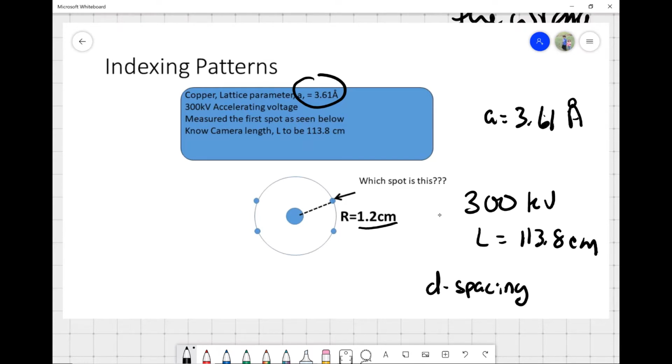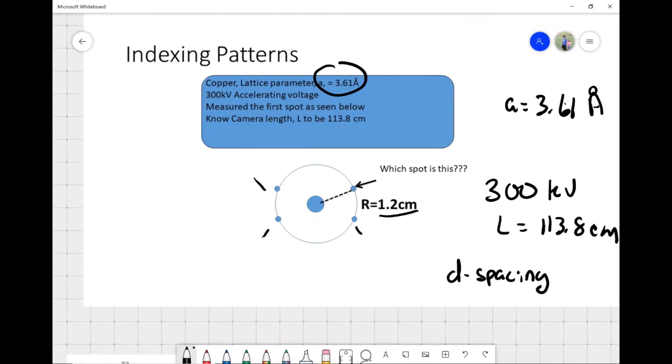So D spacing. Reflected planes are each going to have their own D spacing, and that's going to be how we figure out this spot. So we're going to figure out our D spacing.